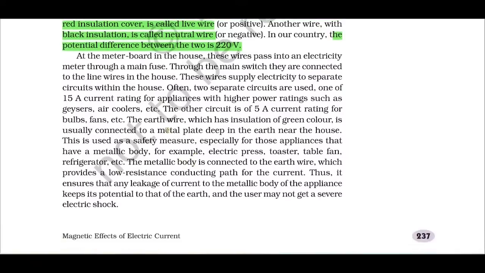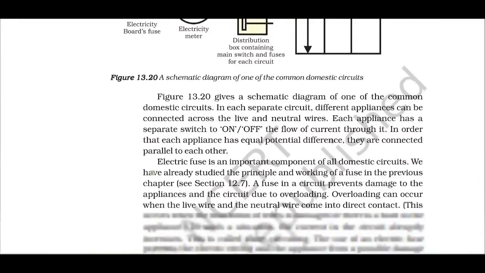And also the concept of earthing is very important. The metallic body is connected to the earth wire, which provides a path of low resistance. So because of this, in case of leakage of any current in the metallic body of the appliance, what happens? It goes to the earth. That's why it is called earthing. The user may not get a severe electric shock because of the earthing. Earthing is very important.